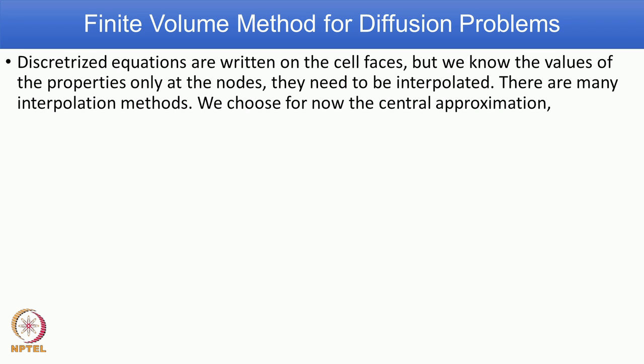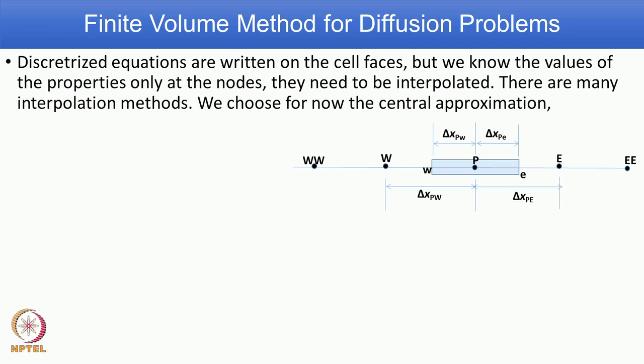We will choose initially a central approximation, that is gamma at the W face here is evaluated from gamma available at the P node and gamma available at the W node as an average. So, that is why it is gamma W plus gamma P by 2. Similarly, gamma at the east face is evaluated from gamma available at E as well as at the P node as a central approximation, gamma E plus gamma P by 2.